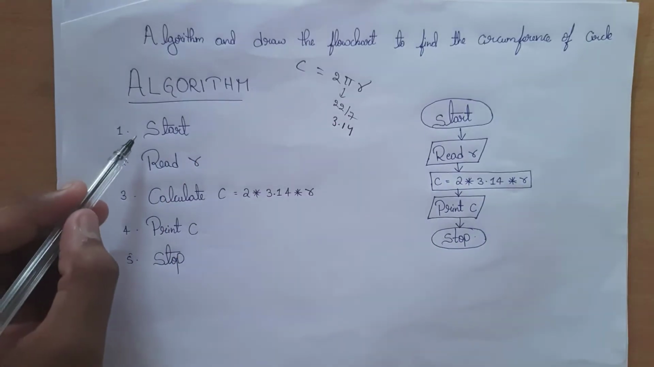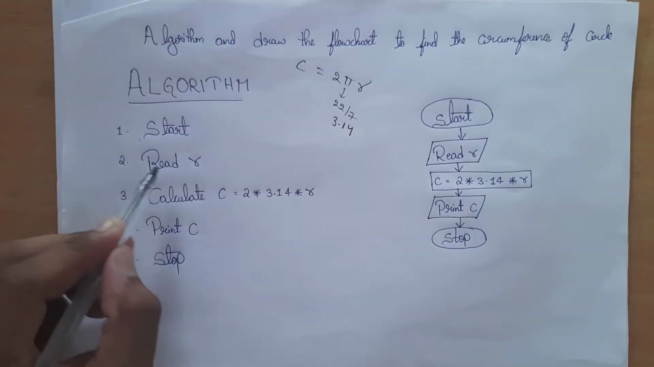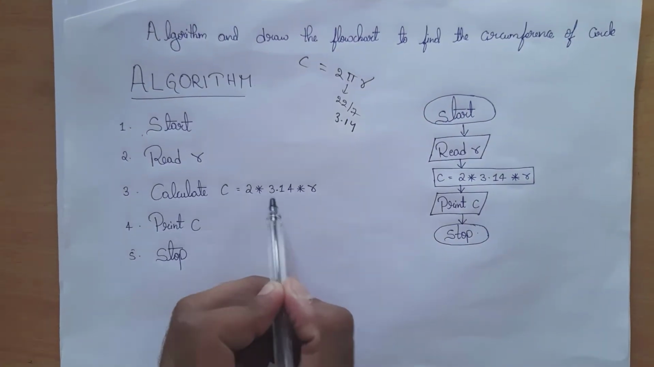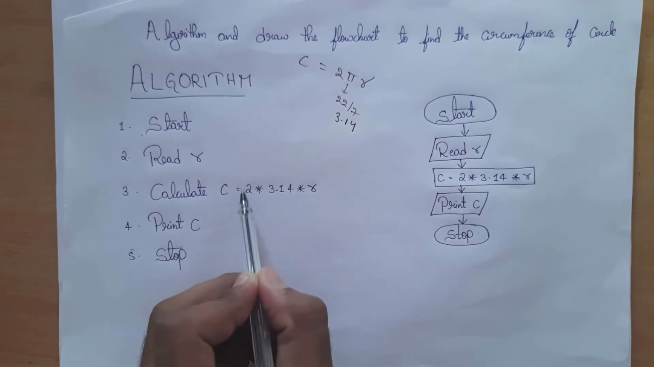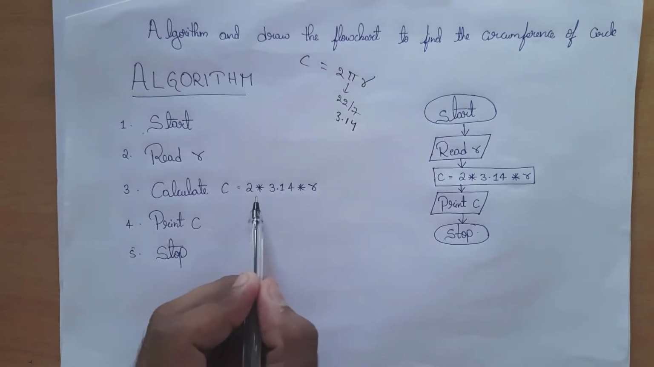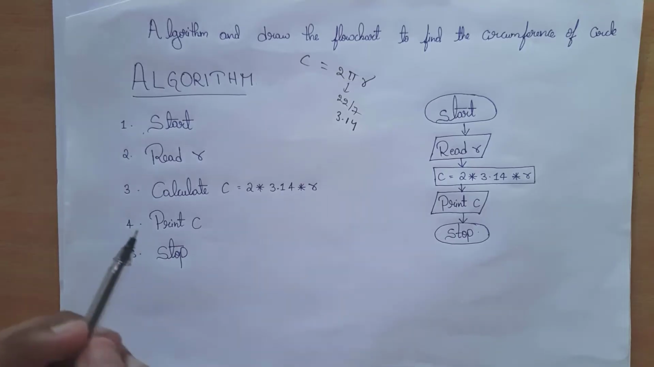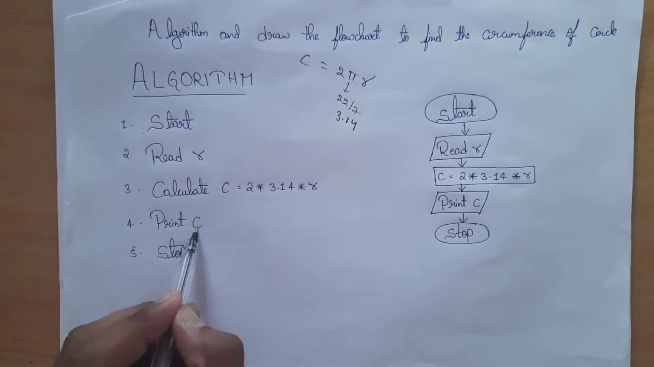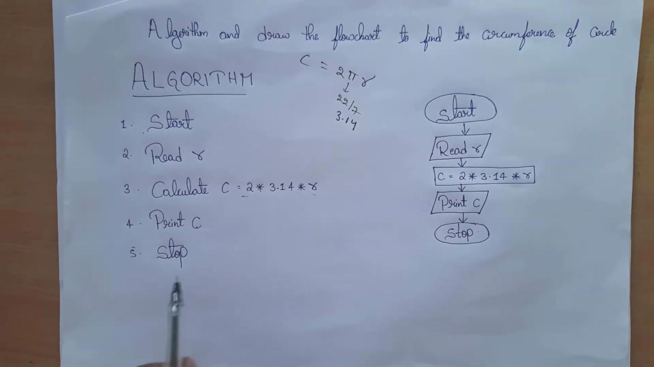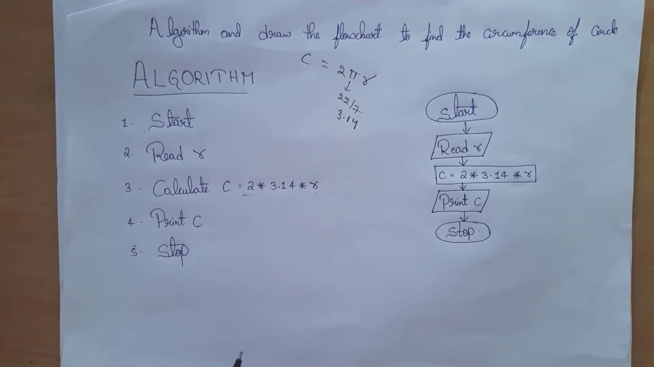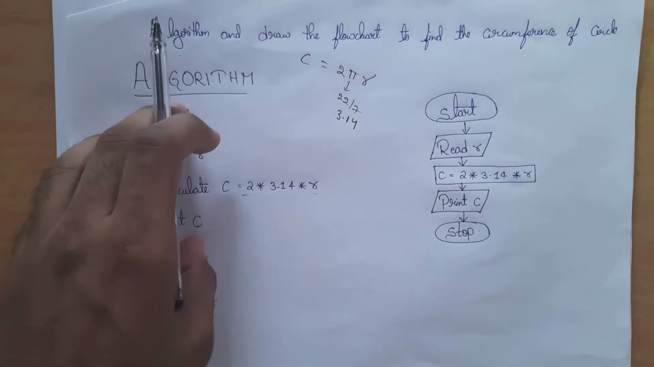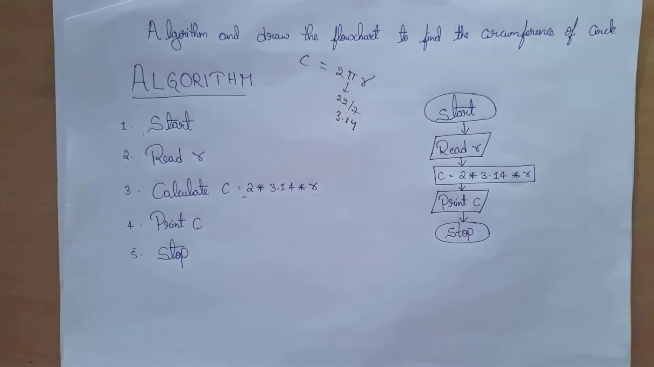So first step is start. After that step 2 is read r. After that step 3 is calculate c is equal to 2 into 3.14 into r. This is formula of circumference, that is 2 pi r. So I have written here c is equal to 2 into 3.14 into r. After that I am printing c because c contains result. So at last you need to print c and you need to write stop. This is an algorithm for circumference of a circle. Next, this is flowchart. If you write the same algorithm in diagrammatic format, we call it as flowchart.